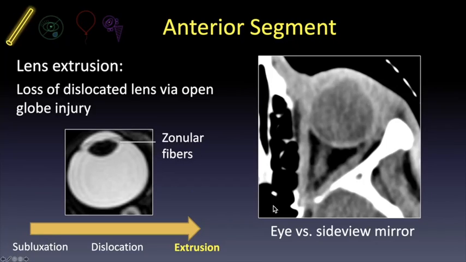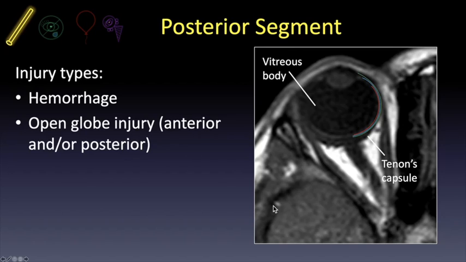With dislocation of the lens and open globe injury, the lens may be completely extruded, as in this case where the left lens was not identified at imaging or surgery. Structures of the posterior segment include the vitreous body, and from innermost to outermost, the retina, choroid, and sclera.